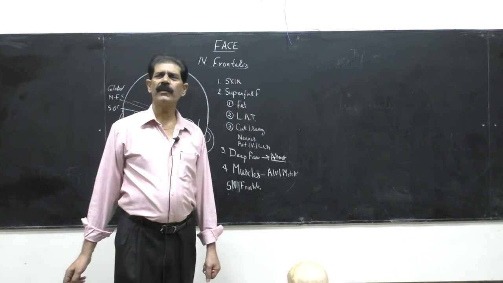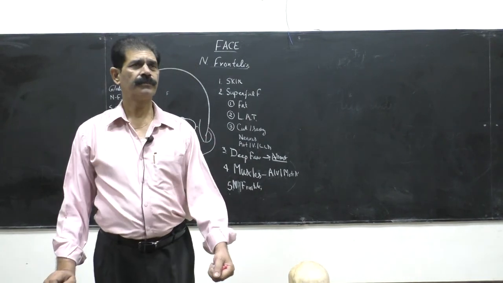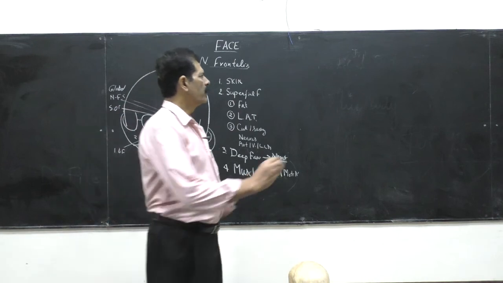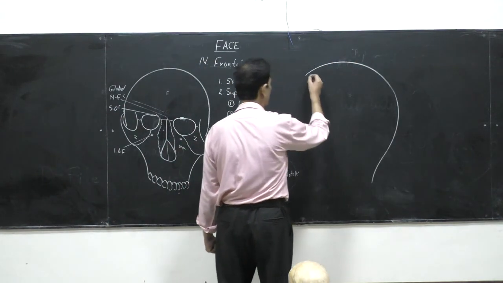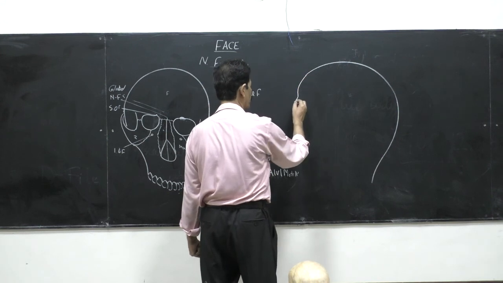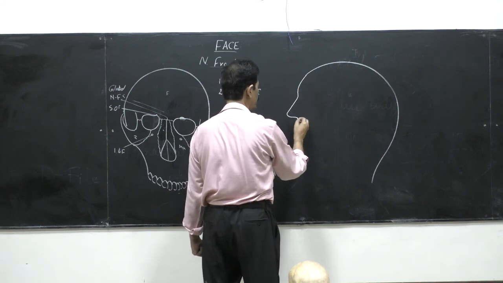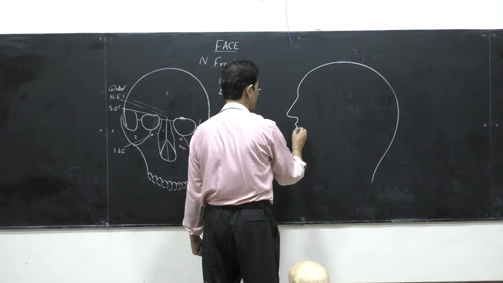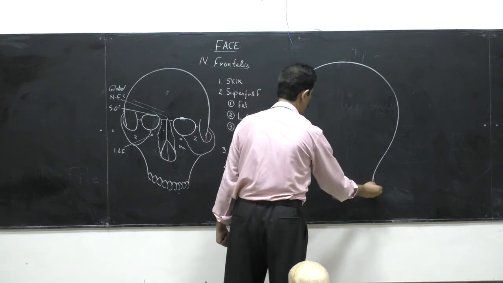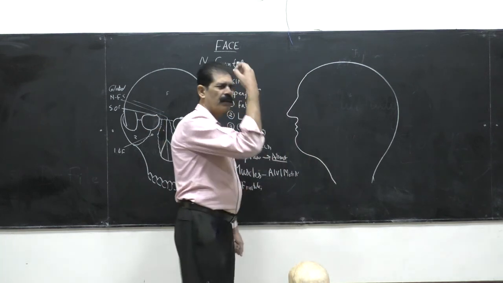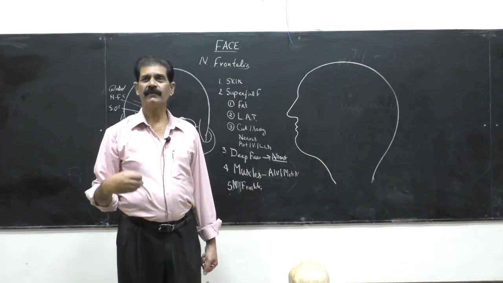So whenever a question of the face comes, any question regarding the face, try to make this diagram. Half of the face, because the face is bilateral, symmetrical. What is on the right side, same is on the left side. So if you are making the front of the face, why waste the time?